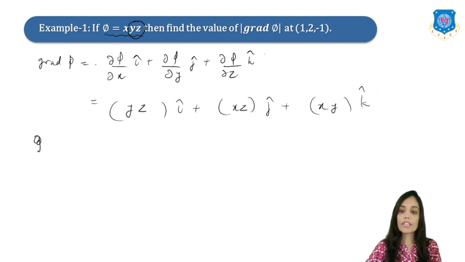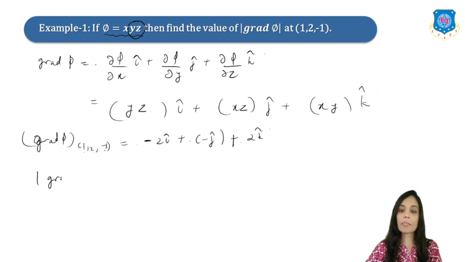So gradient of phi at point 1, 2 and minus 1. So our value of x is 1, y is 2, z is minus 1. So let us put this value. So here it will come minus 2 i cap plus, and here x is 1, z is what? Minus 1. So minus j cap plus x and y values are 1 and 2. So plus 2 k cap. So this is our answer of gradient.